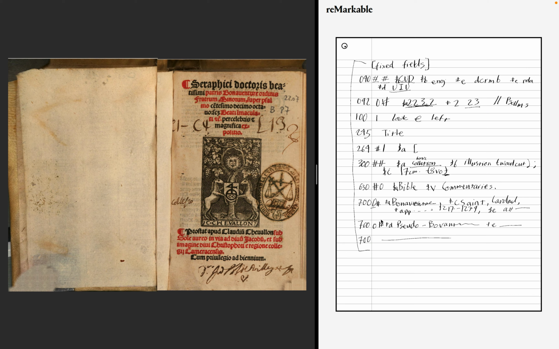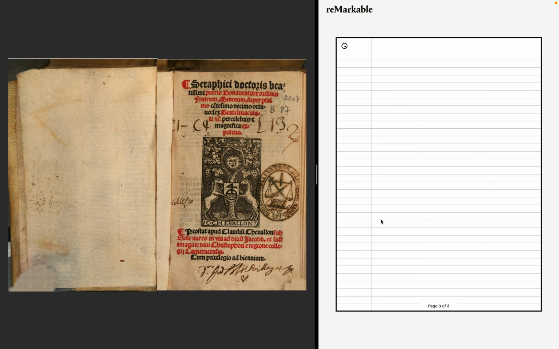Because what's going to happen is, this is what I'm warning you about. It's already been 40 minutes, and we're going to go through every single page of this book and be very precise about recording information about what we see.